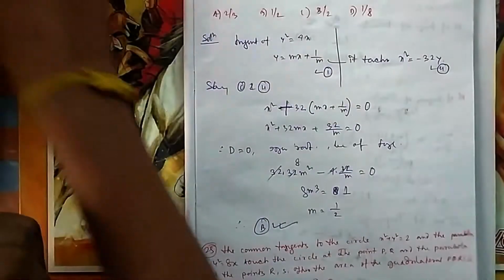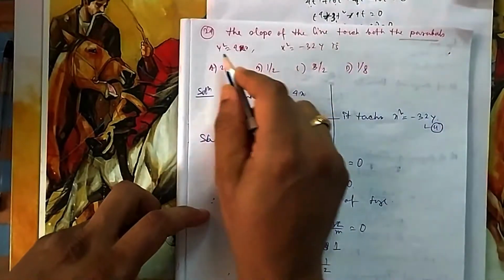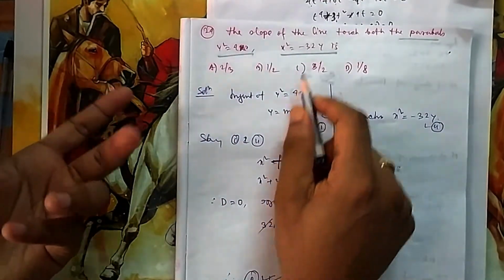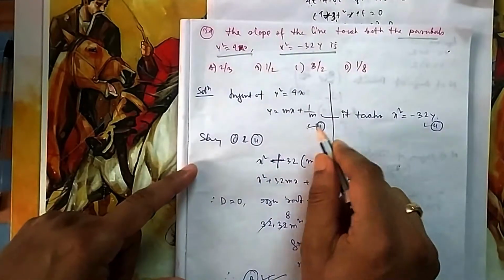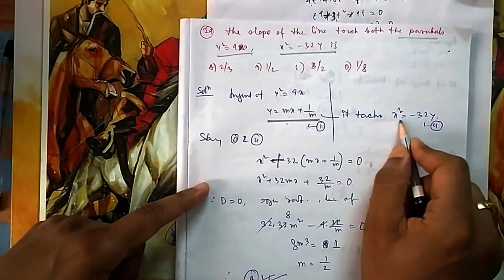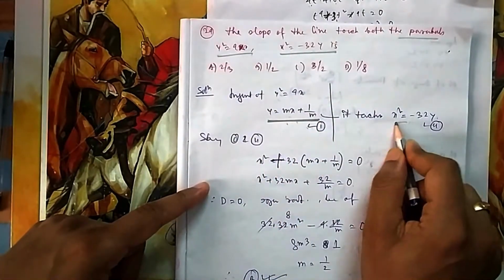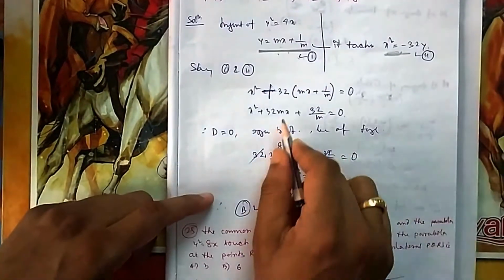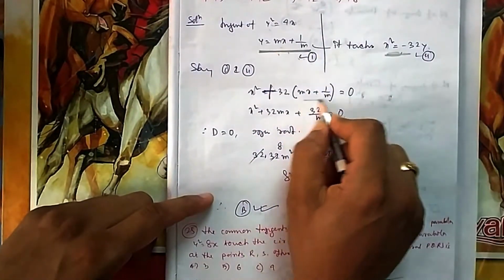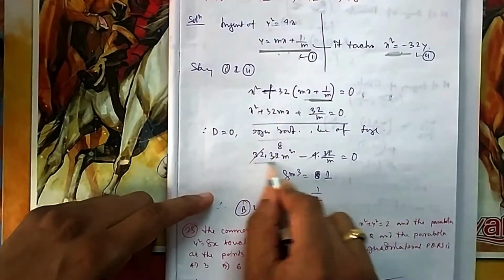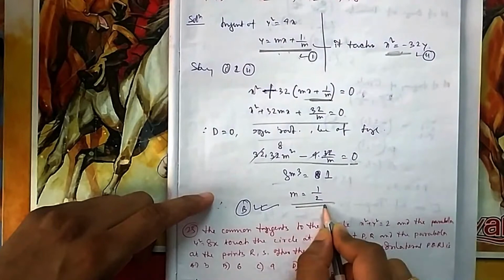Now if you come to 24, the slope of the line that touches both the parabolas. So how to tackle this one? This type of question I think we have solved earlier also. You take one tangent, y equal to mx, where a is here 1. It should touch, meaning if you put it there, it should give only one solution, t should be only 1. So if you put it there, it is mx plus 1 by m, a is here 1. Then the discriminant should be equal to 0. So you know m is equal to half.